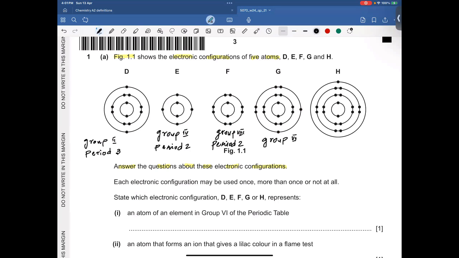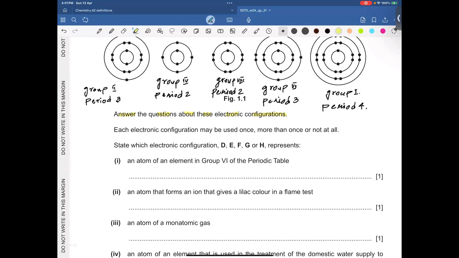belongs to group 6. It has a total of 3 shells, and therefore it is found in period 3 of the periodic table. Element H contains only 1 valence electron, and so it is found in group 1. How many shells do we have? 1, 2, 3, and this one is 4. So it has 4 shells, which means it is found in period 4 of the periodic table.